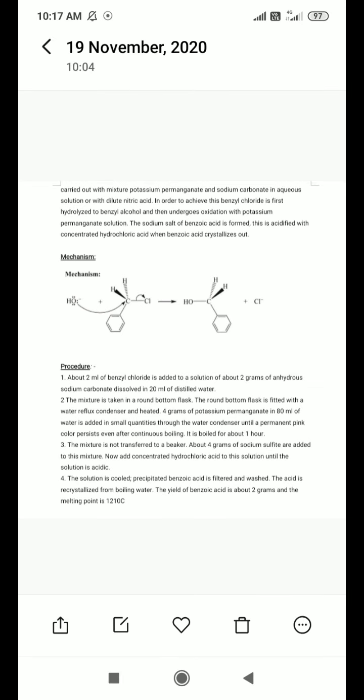In this they have shown hydrogen atoms separately, like carbon is attached with two hydrogen atoms, and on one side a benzene ring, and on the other a chlorine atom. Here this chlorine atom is removed with its electron pair, so it can be released or removed as Cl minus.